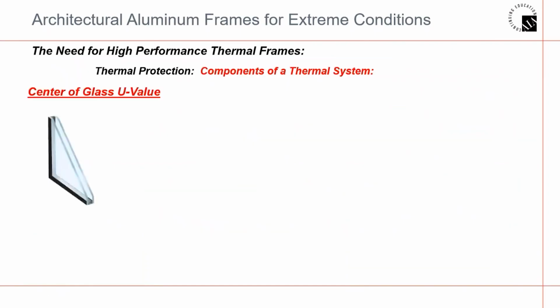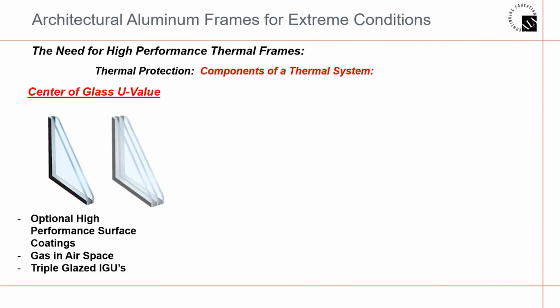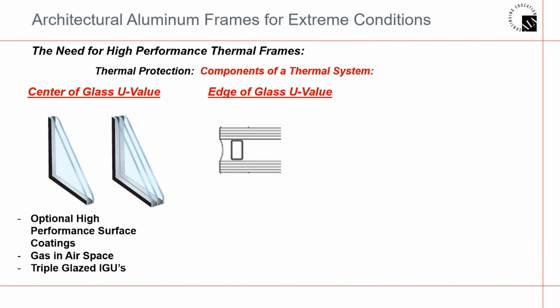When we talk about thermal performance in a glazed system, there are three components that go into a thermal break in a system. The first is the center glass U value, and it can be impacted by these variables: surface coatings, inert glass between the lights of glass, or moving, like we just looked at, from double glazing to triple glazing. The second component of a thermal break is the edge glass U value.